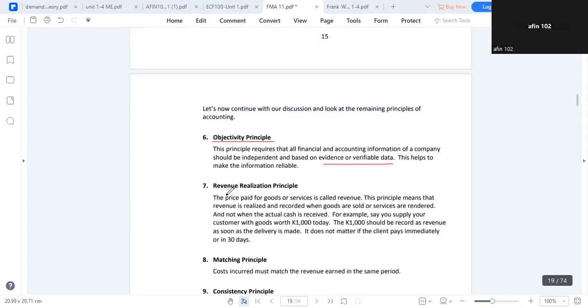The matching concept or the revenue realization principle simply assumes that the price paid for the goods and services is called revenue. This means that revenue is realized upon goods being sold, not when the cash is received. So if you supply goods worth 10,000 or 1,000 today, you record it as revenue as soon as delivery is made, not when you receive payment after 30 days.